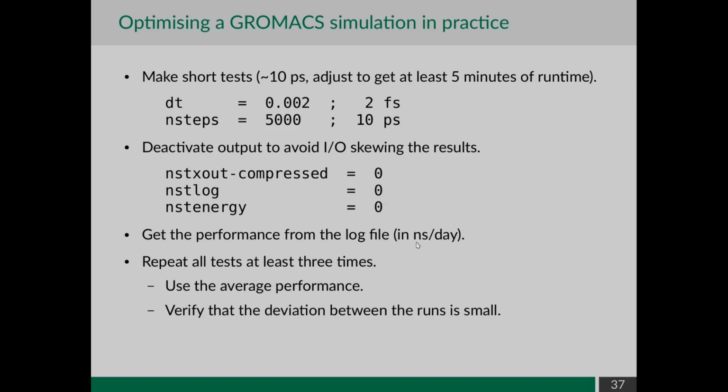The Gromacs performance will always be at the end of the log file, expressed in nanoseconds of simulation per day of computation. You should repeat those tests at least 3 times and use the average performance. If you run only one test, you might be unlucky and get on a node that was faulty, or you might be victim of a network problem or something like that. So it's important to repeat tests 3 times and verify that there's not a big deviation between the runs. If there is, you might suspect that something is wrong on the hardware or with the network or anything really.